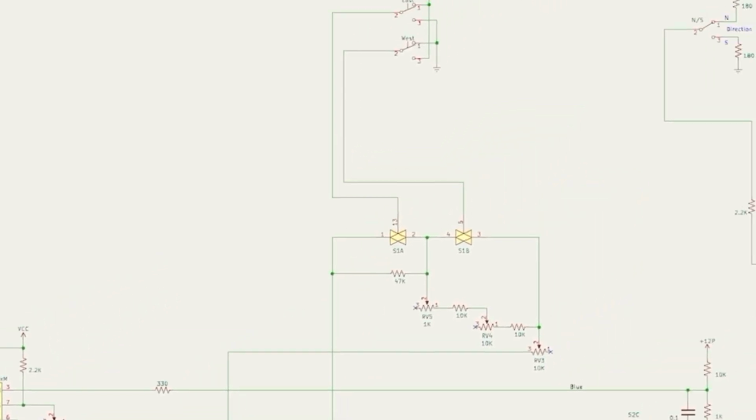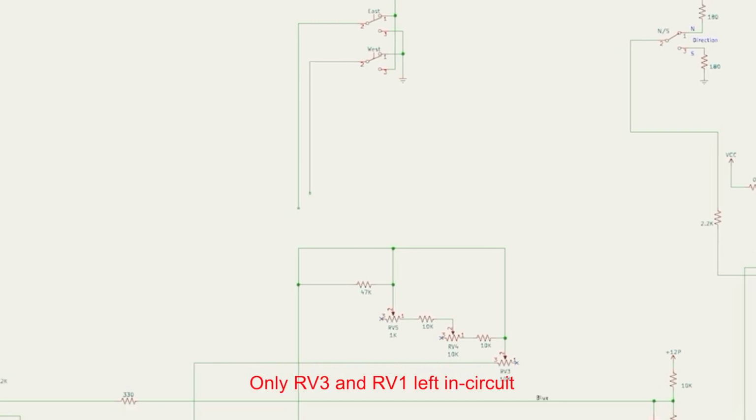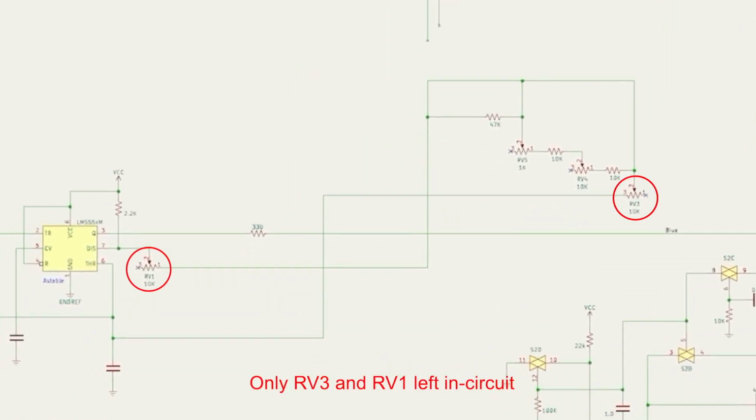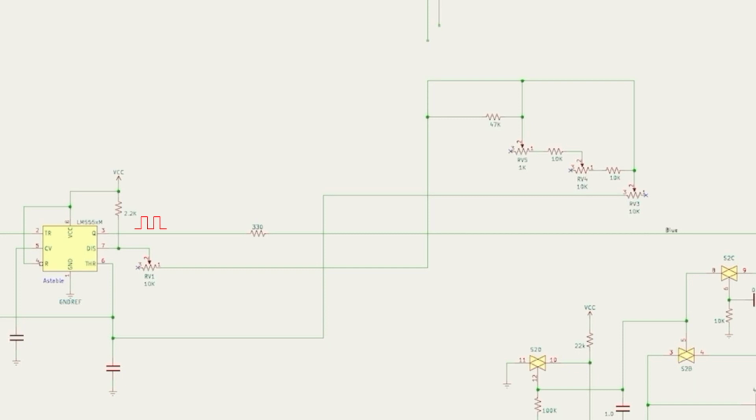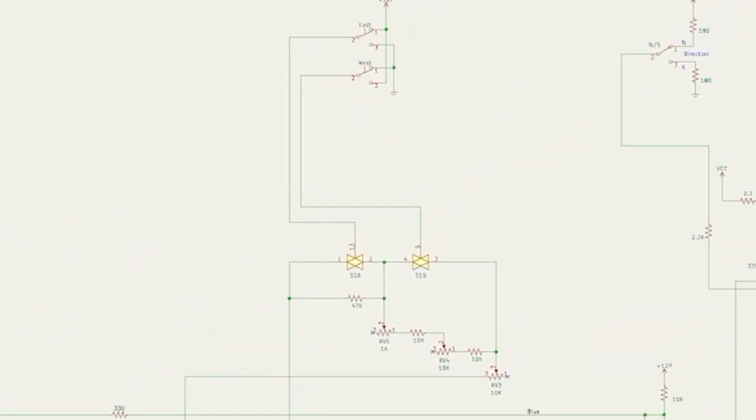When west is pressed, its value changes from ground to 12 volts, or from 0 to 1 in logic terms. That causes S1B to close, and S1A is already closed, so only RV3 and RV1 are in the circuit. Lowering the resistance causes the manual clock to run faster, so it speeds up in the same direction it was already going during tracking. Now let's look at east, which slews in the opposite direction to the normal tracking direction.